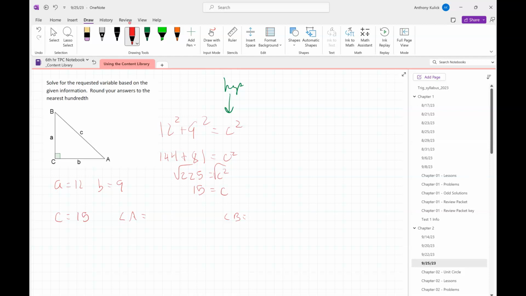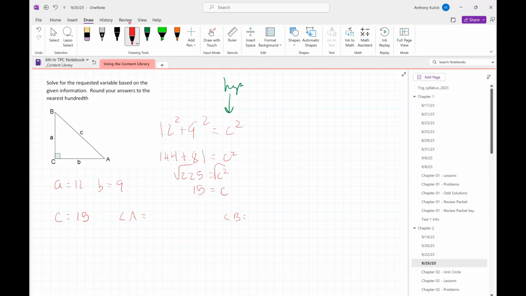You type that in your calculator. If you didn't know, the square root of 225 is 15. I would not expect you to know that off the top of your head. Unless you're a math teacher, you probably don't know that off the top of your head. Okay, what now?